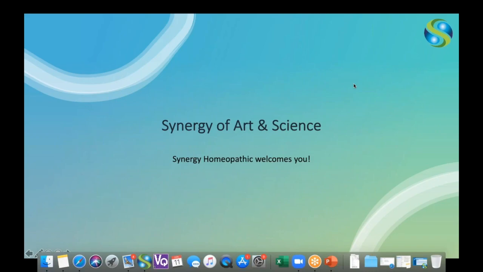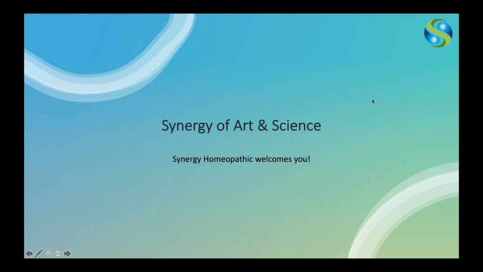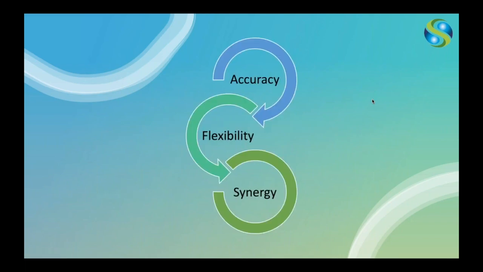And my colleagues Rupali and Yusi presented how do we use repertory, how do we use library of books, and how do we use search. I'm going to go further on another aspect of synergy, and that is synergy of traditional methods with the new developments. So before that, I would talk about three main principles that we talk about, and that is accuracy, flexibility, and the synergy of methods.